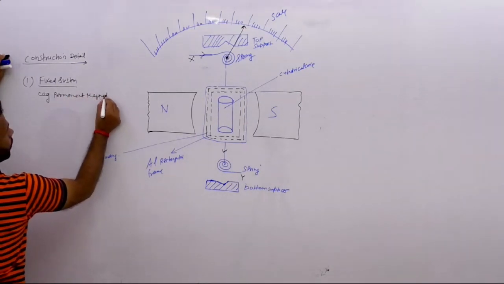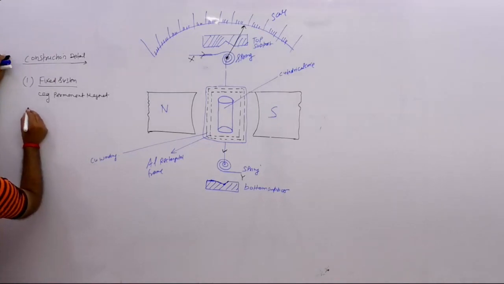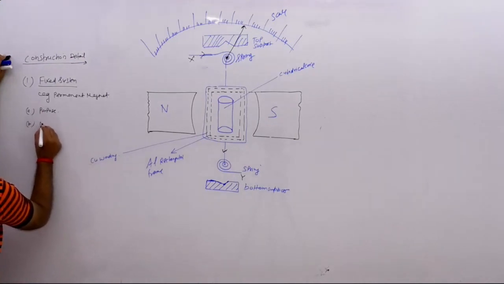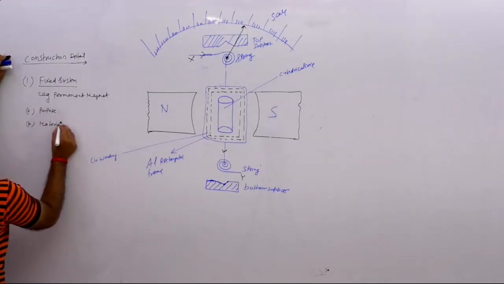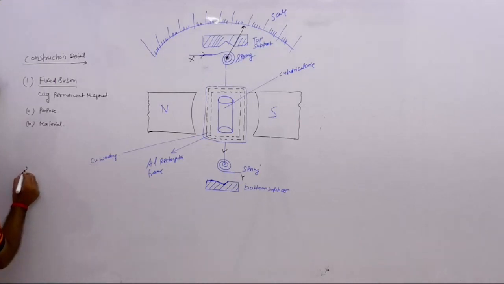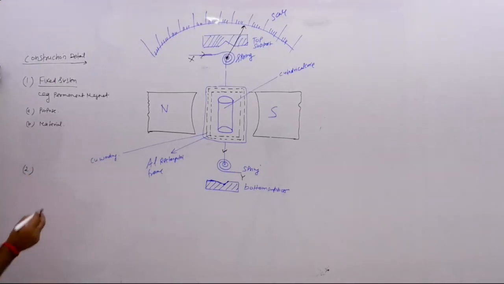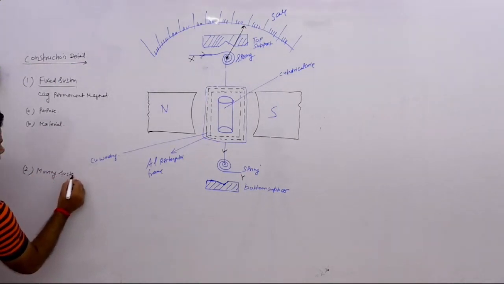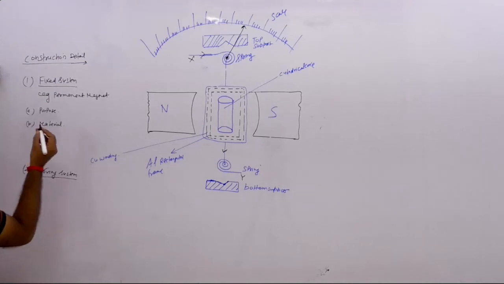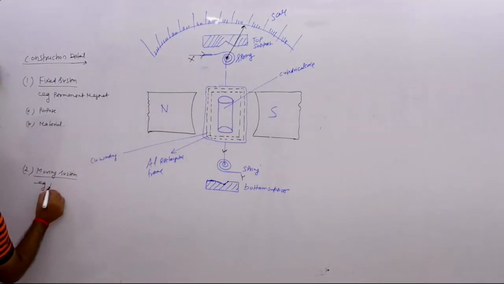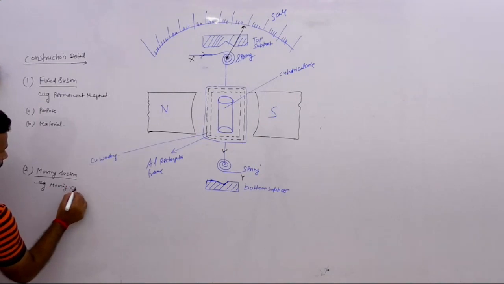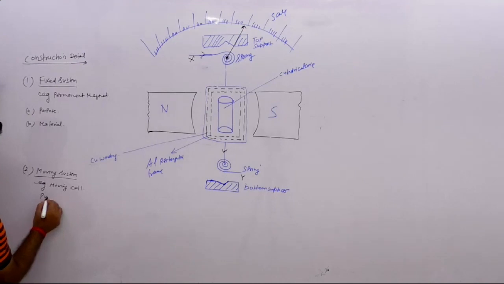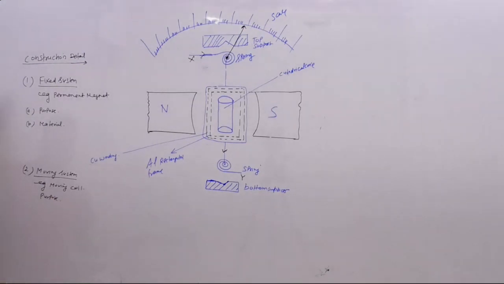Permanent magnet. Okay, then in that we will see what is the purpose of this thing, and then material. Purpose and material. Now in the second part we will discuss the moving system. And the moving system is what? Moving coil. And then the moving coil purpose, what is the purpose of the moving coil? Then there is the second part.